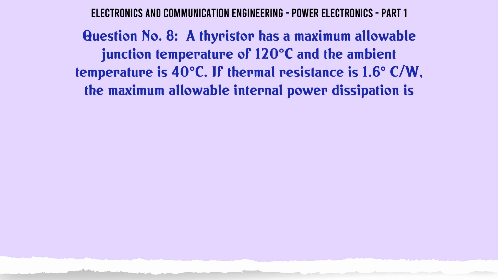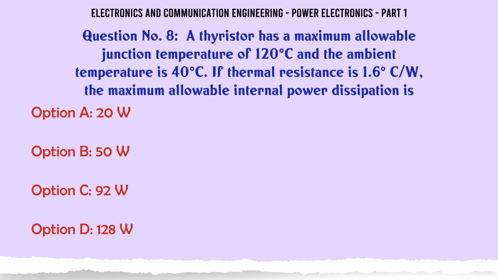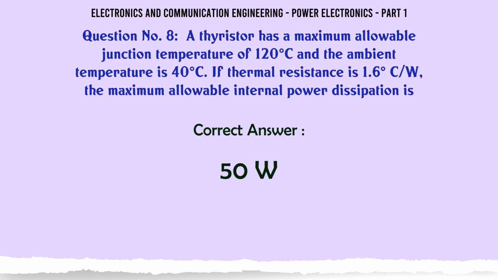A thyristor has a maximum allowable junction temperature of 120°C and the ambient temperature is 40°C. If thermal resistance is 1.6 °C/W, the maximum allowable internal power dissipation is A. 20 watts, B. 50 watts, C. 92 watts, D. 128 watts. The correct answer is 50 watts.